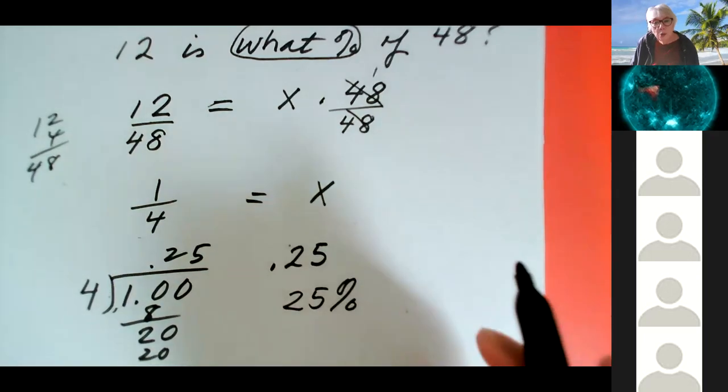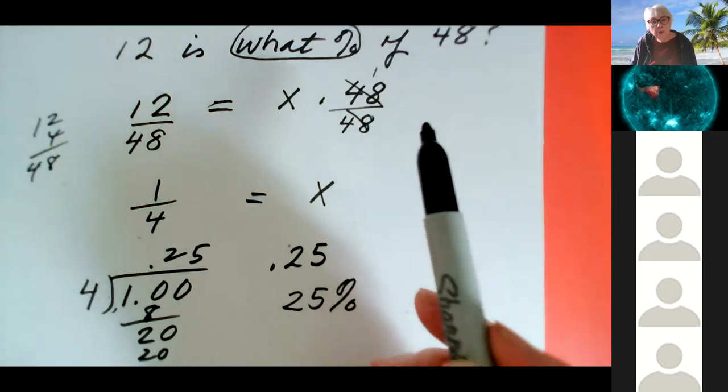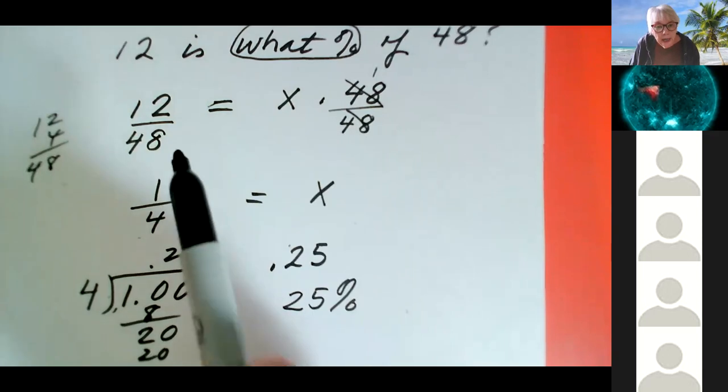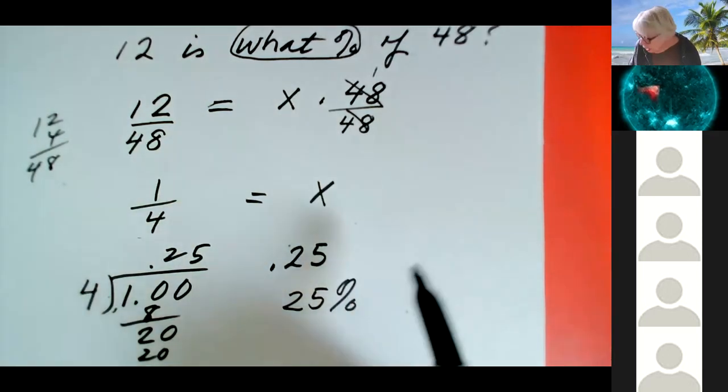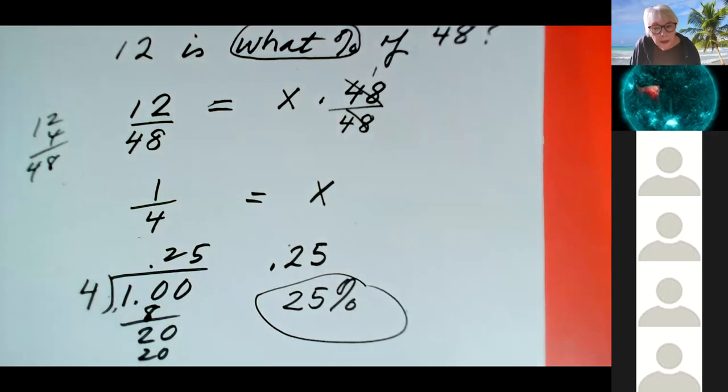25%. So in these problems, we sometimes have to take a fraction, turn it into a decimal, and turn it into what they wanted. They wanted 25%. They wanted the percent, so we had to do it. Question, anybody?